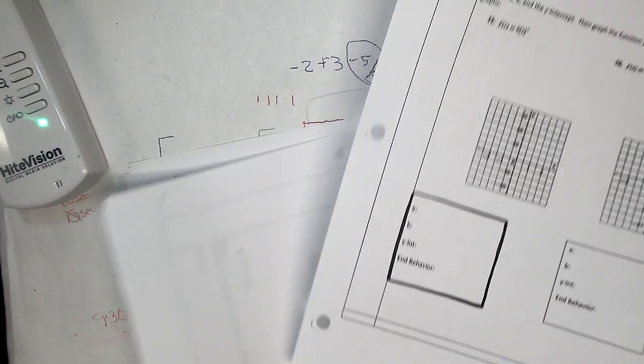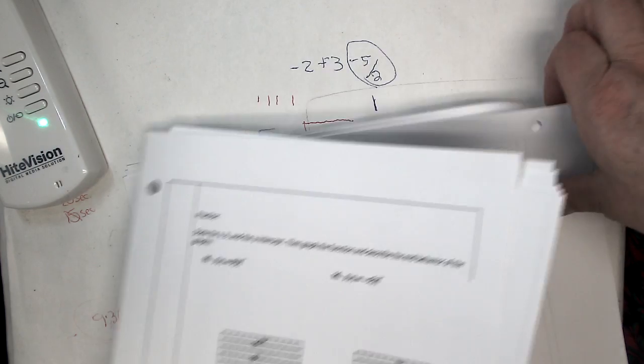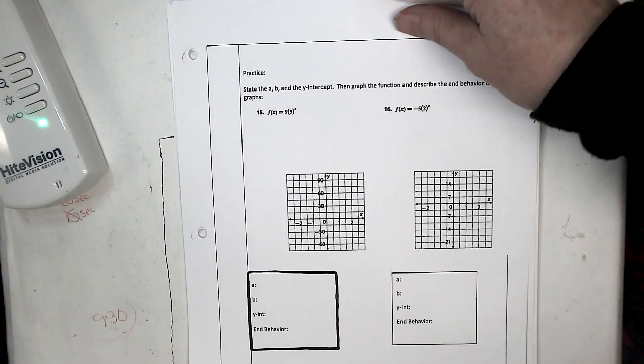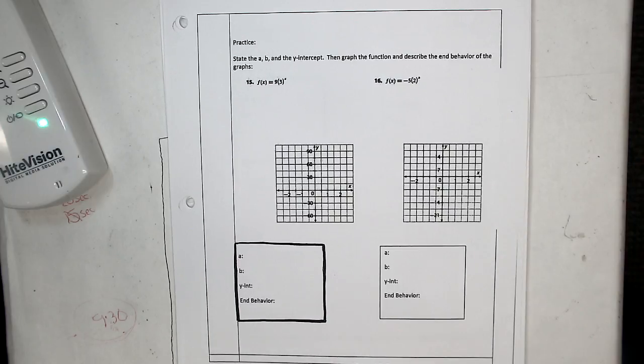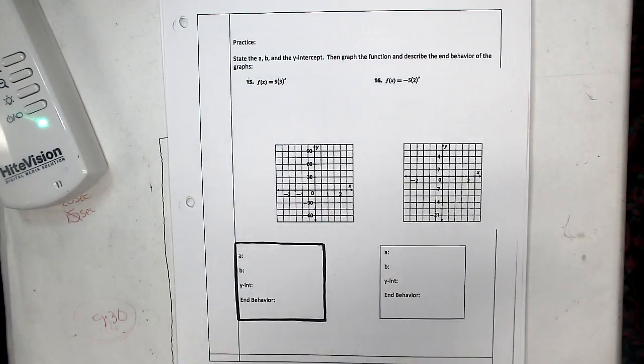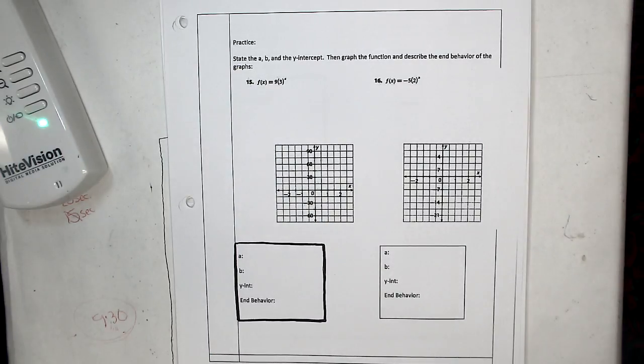First, let's do the a, the b, and the y-intercept. I have a little box right down here. Everybody tell me what the a is. Tell me what the b is. And tell me what the y-intercept is. 0, 9. Yeah. Now, the end behavior is what we have to figure out. How do we do that? We have to graph it.